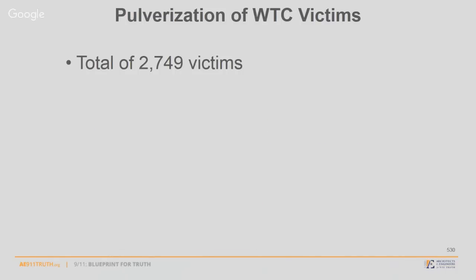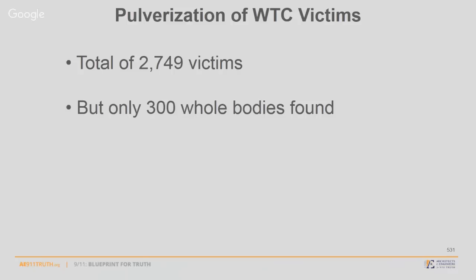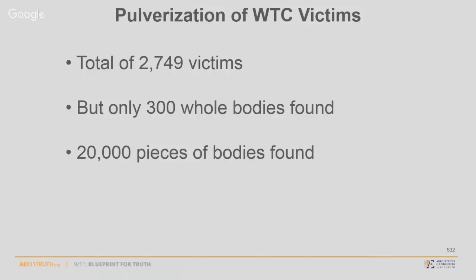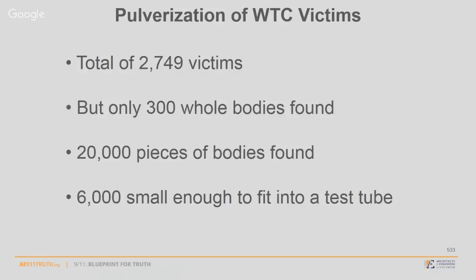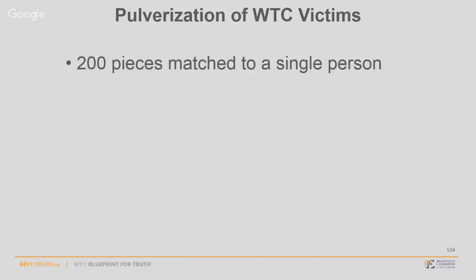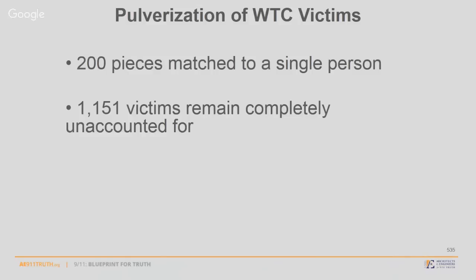Well, there were 2,749 victims altogether, but only 300 whole bodies were found. Most of those, unfortunately, had been killed below on the street or had jumped out of the building. 20,000 pieces of bodies found, 6,000 small enough to fit into a test tube. 200 pieces matched to one single person. And yet, more than 1,000 victims still remain completely unaccounted for.